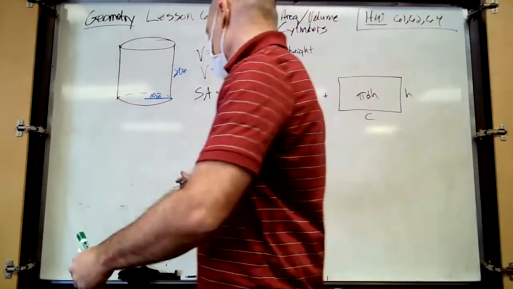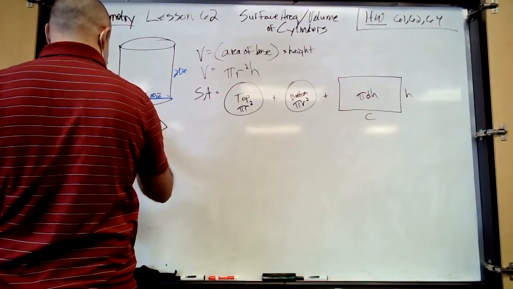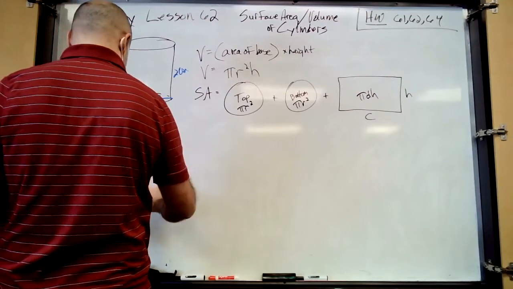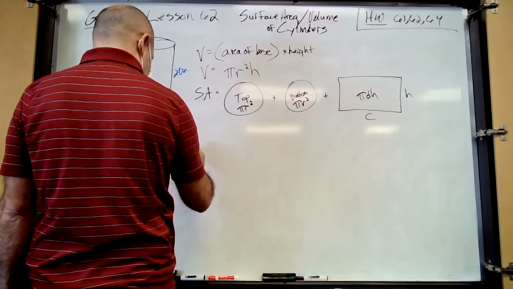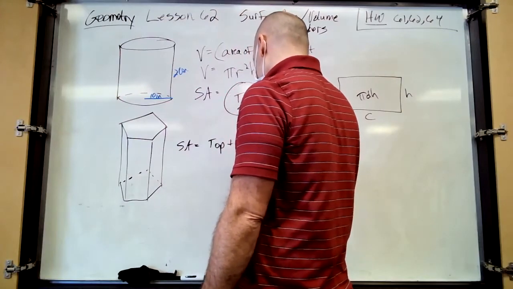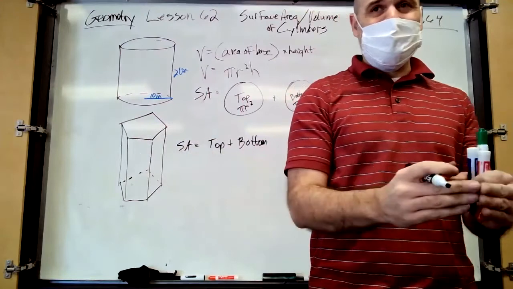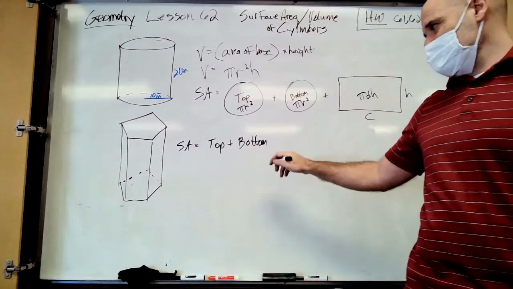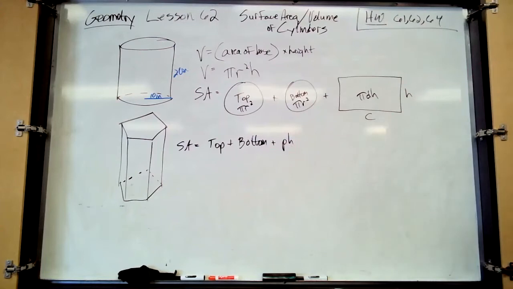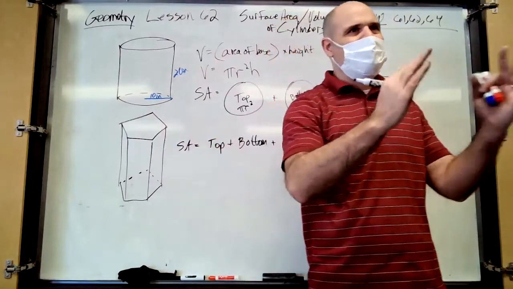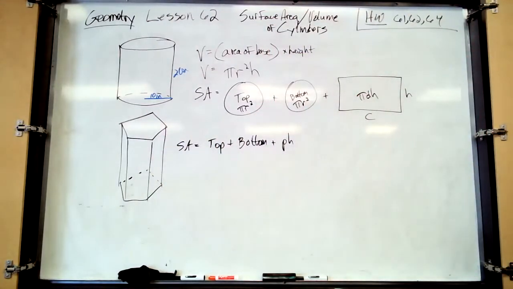Remember, in a prism, the surface area is still top plus bottom plus that rectangle. Remember, circles are snobby, so they have their own word for the distance around, but this is just Ph, perimeter times height. That's what that is. So if you unwrap this label, it's still a big rectangle. And that length is the distance around the pentagon on the bottom. So that's the perimeter. Okay?